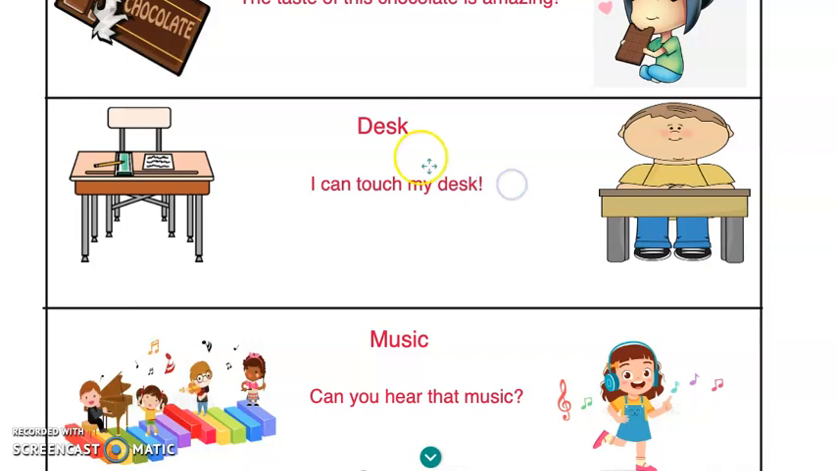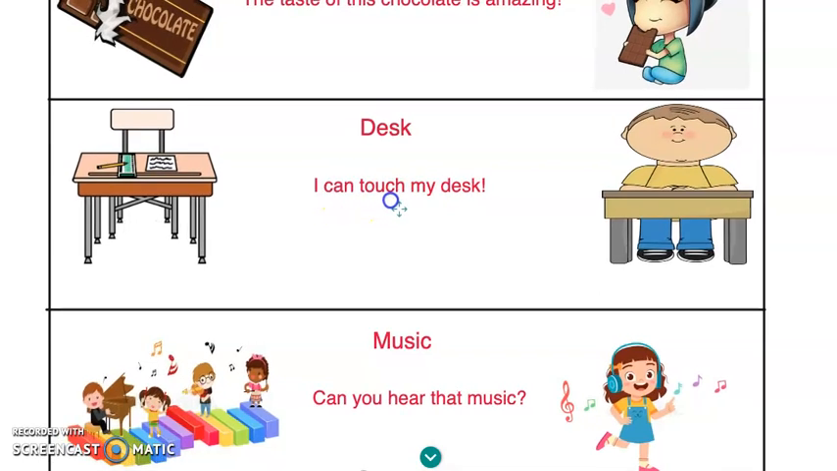So, the next one that I have is desk. I can touch my desk. So, the sense is touch. We do this with our hands. And the concrete noun is desk because we are touching my desk. So, what can you touch? I can touch my desk. I can touch my pencil, my ruler, my notebook, all of these things I can touch. So, like before, I can see my desk, I can touch my desk, but I wouldn't want to taste my desk. I don't think that would be very nice, do you?